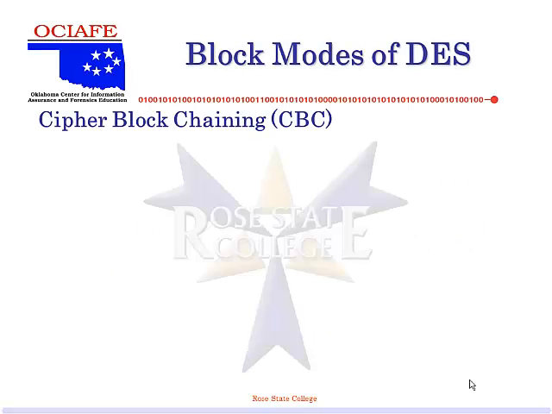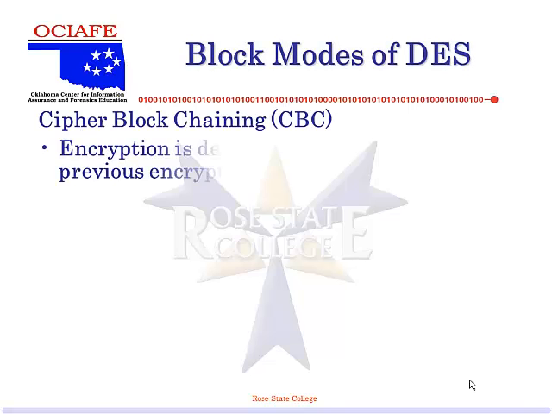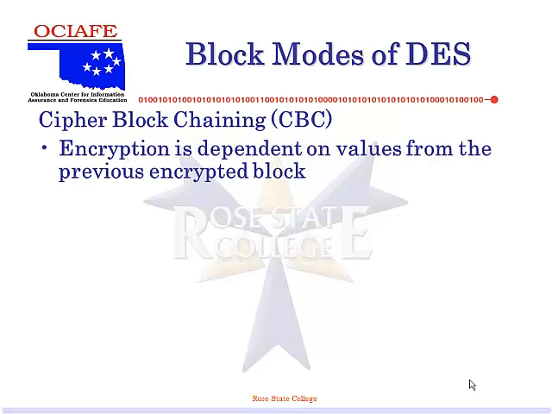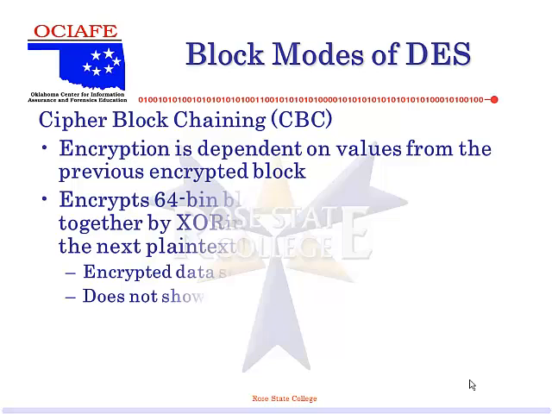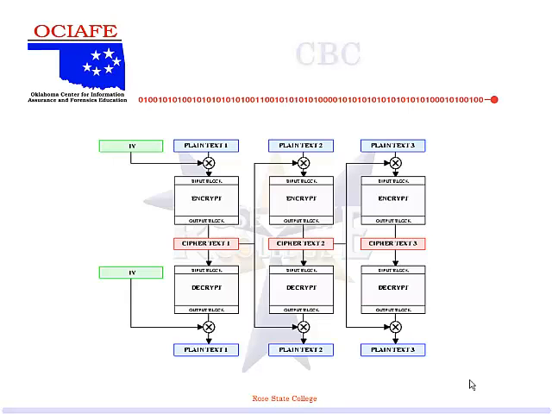Okay? All right. Now let's talk about Cipher Block Chaining, CBC. So for electronic code book, remember, same plain text, same ciphertext every time. Okay. So on CBC, encryption is dependent on variables from the previous encrypted block. 64-bit blocks, but chains them together by XORing each ciphertext block with the next plaintext block before encryption. Whew. Let's see what that does.